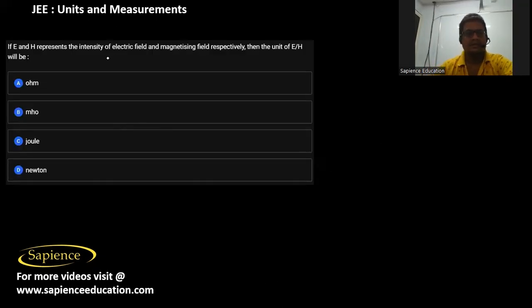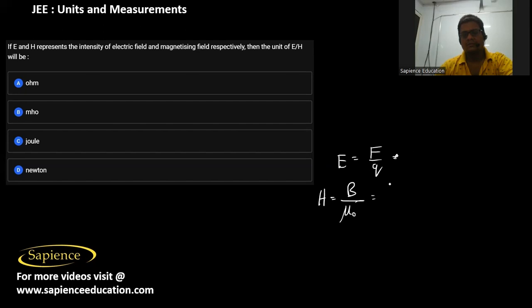Then here it is told, if E and H represent the intensity of electric field and magnetizing field respectively, then the unit of E by H will be equal to. So E is the electric field, and the unit of the electric field is force by charge. And H is the magnetizing field, which is equal to B by mu naught.